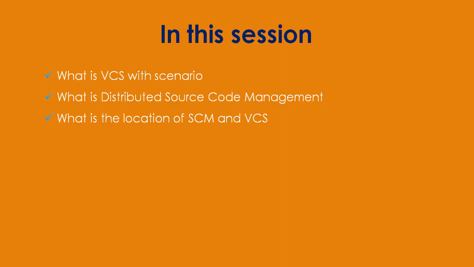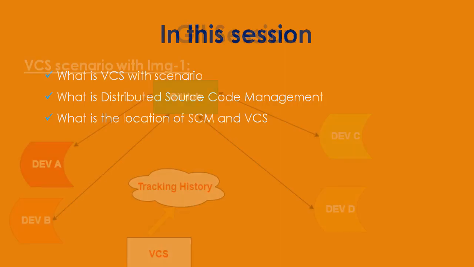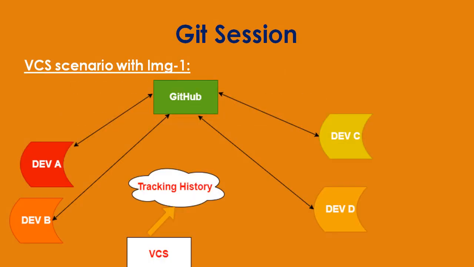What is a version controlling system, with a scenario? What is distributed code management? What is the location of source code management and version controlling system? So let's understand a version controlling system with a scenario.